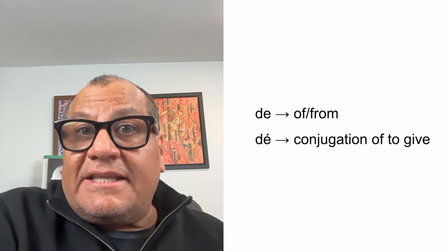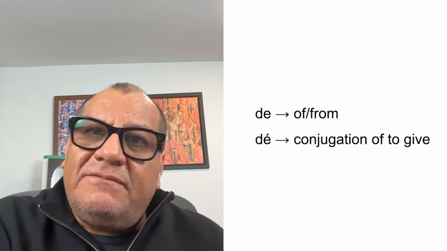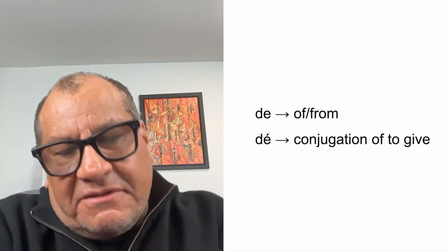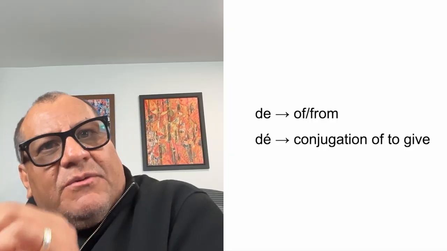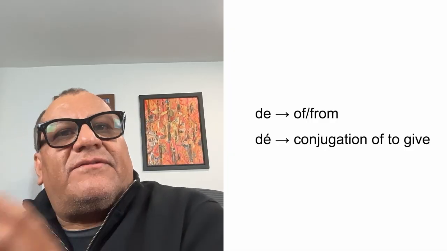De without a tilde is of, from. Dé with a tilde, that's a subjunctive conjugation of dar, which is to give. Quizás te dé un regalo. I might give you a present. That's more advanced. You don't have to worry about that at this point. But the dé with the tilde is the conjugation of a verb in the subjunctive mode. So that's going to be the fourth instance.